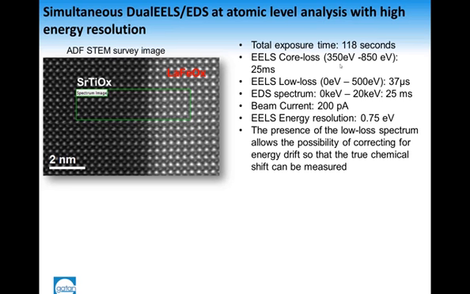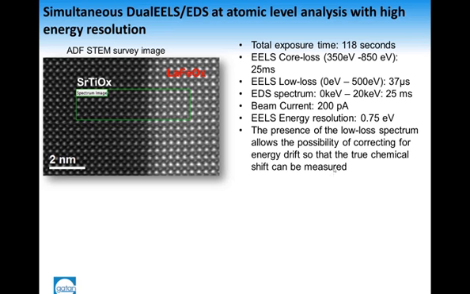We have EELS core loss from 350 eV to 850 eV, 25 milliseconds. EELS low loss from 0 to 500 eV, 37 microseconds. EDS will be the sum of these two. And the energy resolution now is 0.75 eV. So with the presence of the low loss spectra, we can correct the energy drift, and we can also remove the effect of plural scattering.